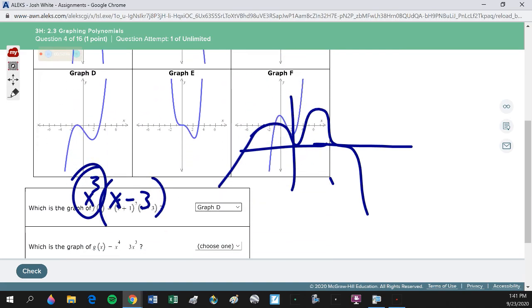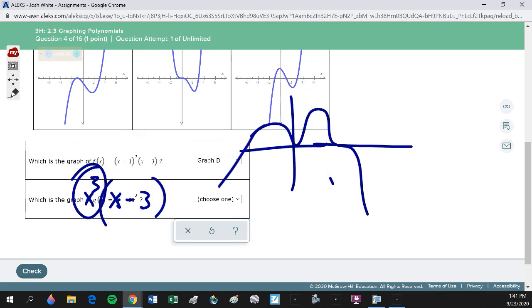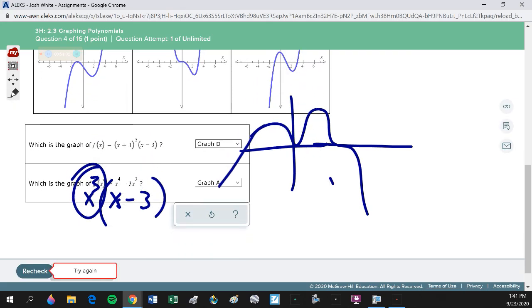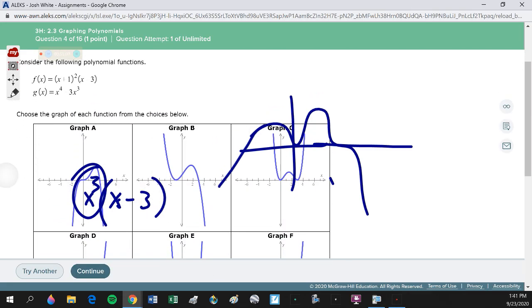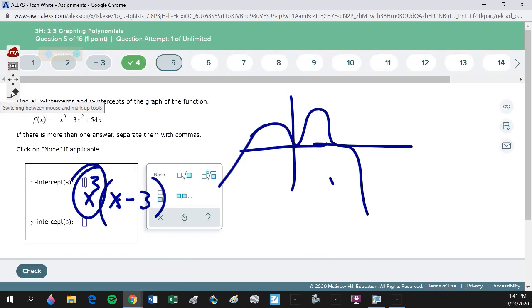Nope, it's not A. It's E. Because it's an x to the fourth, so it has to be up and up. So we have a saddle at 0, and then it goes through 3. So that would be A. Oh, E. Not A. Yay! Continue. And then I think, okay, yeah.